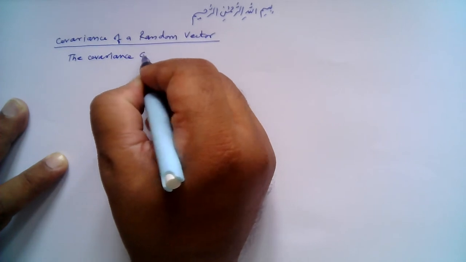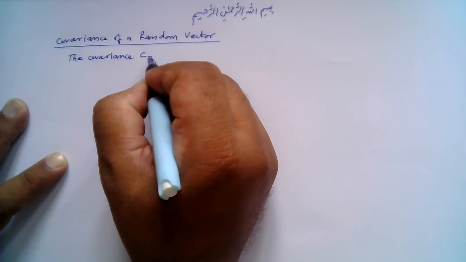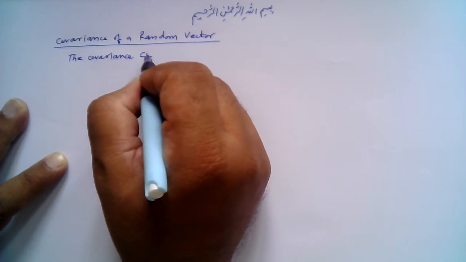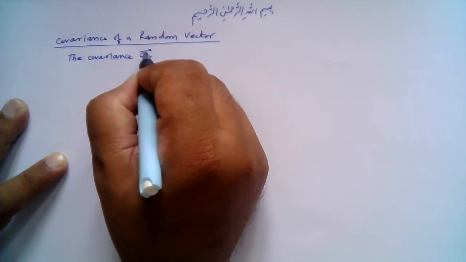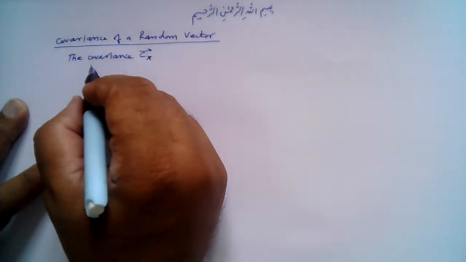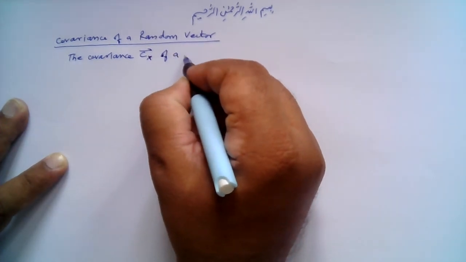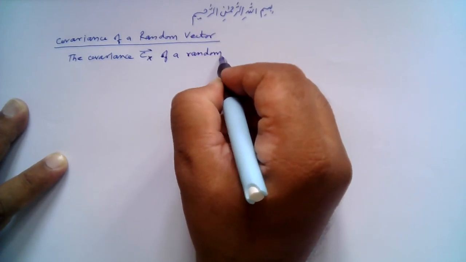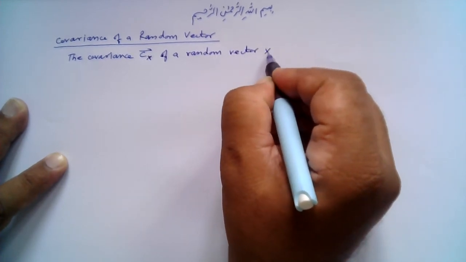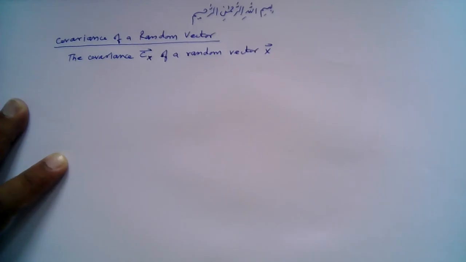it is usually denoted by letter C, with a subscript that is the same as the name of the random vector. So subscript C subscript X, and we put a bar here to denote that this is related to a vector quantity. So the covariance C X bar of a random vector X bar, we put a bar over X to denote this is a random vector. In print and in books, usually the random vector is denoted using a boldface capital letter.